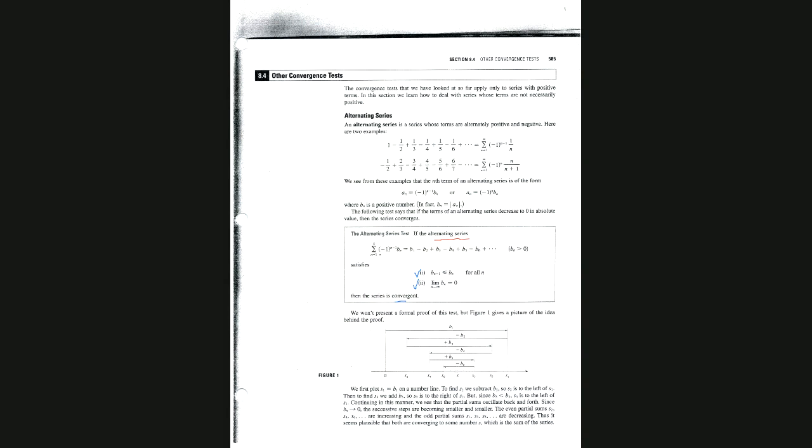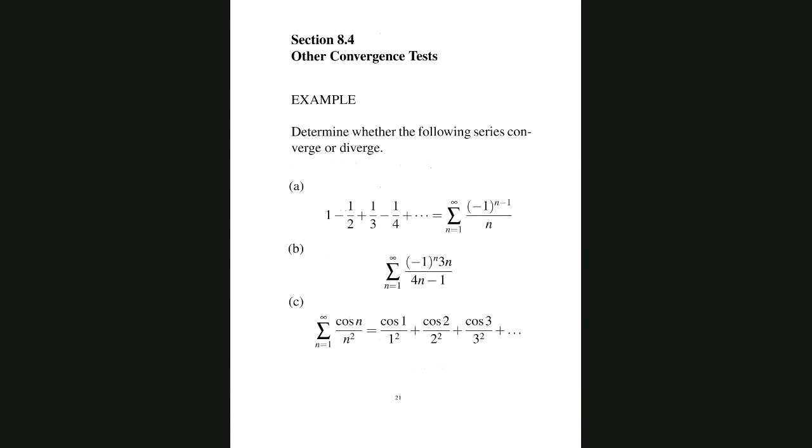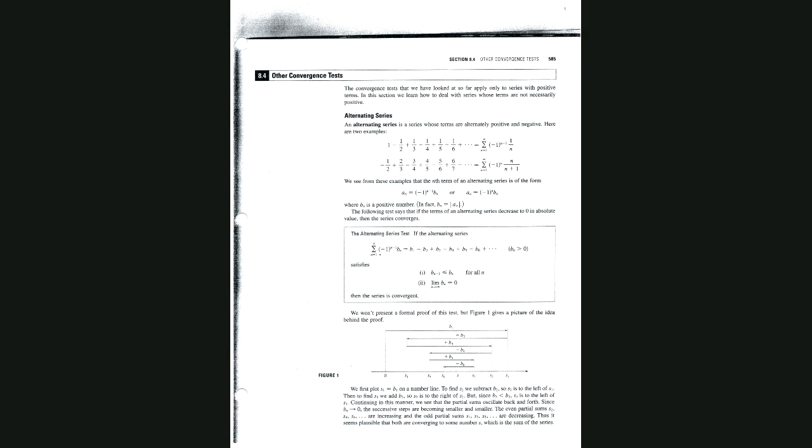So the terms of the series are getting smaller. That's what this first condition says, and they're decreasing. The terms of the series are decreasing. So for our first series here, 1, a half, a third, a fourth, the terms of the series are decreasing. So therefore, the first condition here in the alternating series test is satisfied.